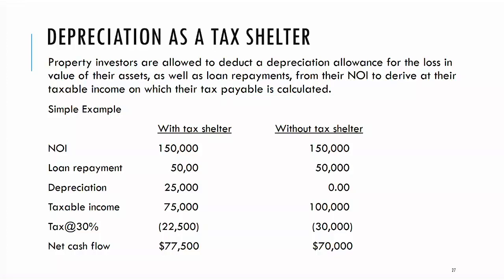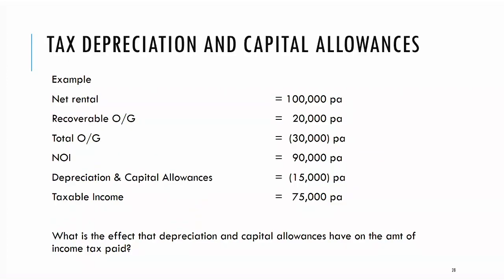So since you use that tax depreciation allowance of 25,000, you have a higher cash flow. So that is the allowance from the government to run a business in an effective way. Also, your loan repayment, I missed a zero. It should be 50,000, not 5,000. Sorry. All right.